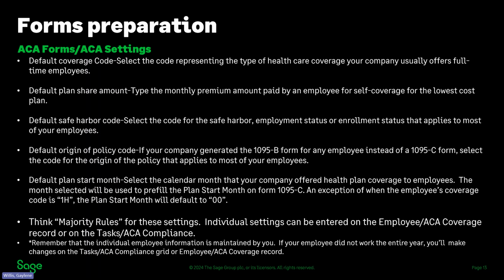Individual settings can be entered either off the employee ACA coverage record, that would be current year information, or on the task's ACA compliance. From the task ACA compliance, you can enter prior year information. Remember that the individual employee information is maintained by you. If your employee did not work the entire year, you'll make changes on that task ACA compliance grid or the employee ACA coverage record. But remember, the employee ACA coverage record is current year only.